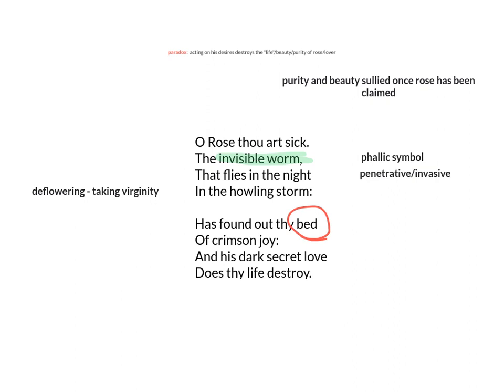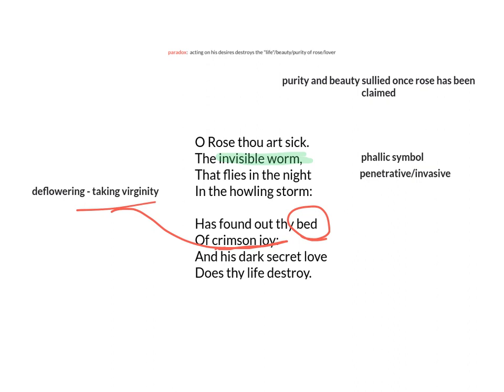Crimson Joy, then, in the second stanza, links with this idea of taking a virginity, and bizarrely, years ago, it was a marriage custom to display the sheets of the bed from the wedding evening to prove the bride was a virgin. Dear me. Okay, so the idea of Crimson Joy there is the idea of that taking of the virginity. In some senses, it's oxymoronic.